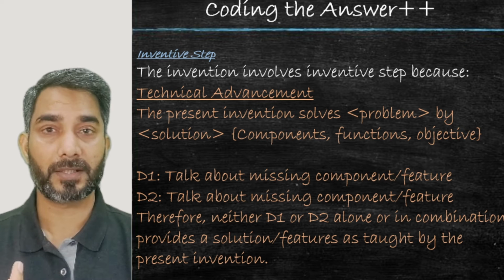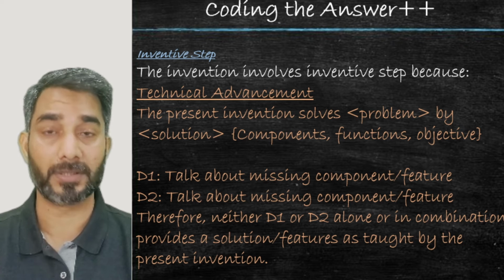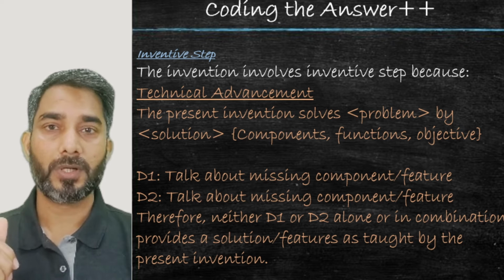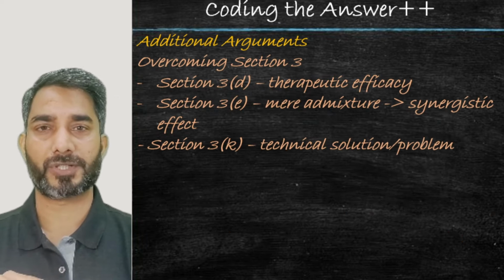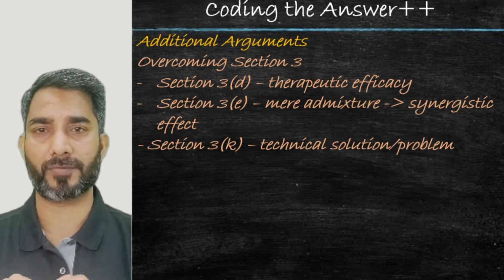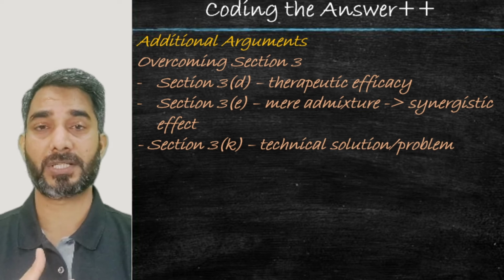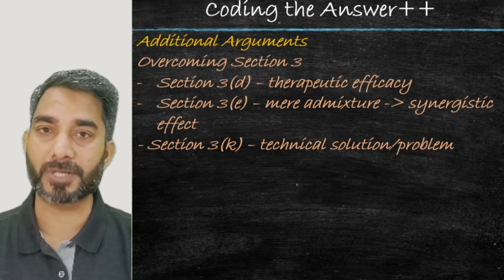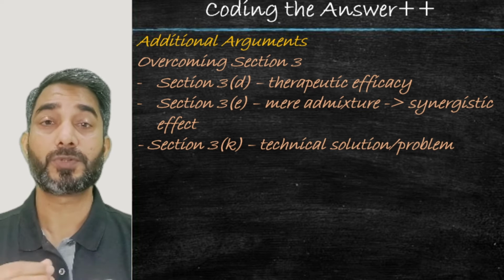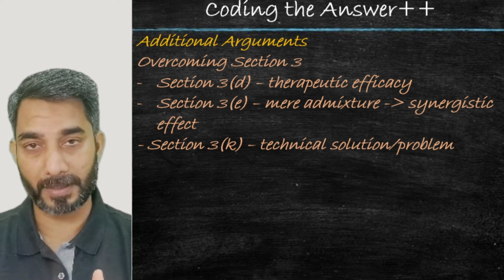Section 3 categorically talks about inventions which are not patent eligible, right? So you try to identify features of your invention or any aspect of your invention because of which it can overcome the limiting language of section 3, any subsections. For example, if section 3D based objections have been raised, you say that your invention has therapeutic efficacy, hence section 3D is not applicable.